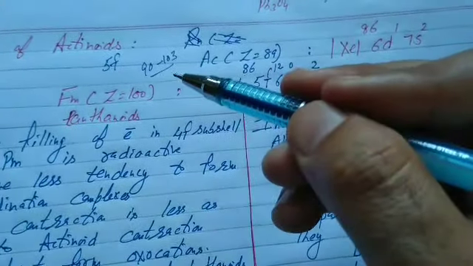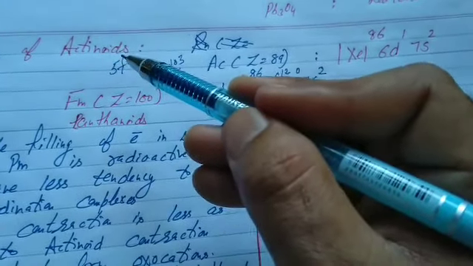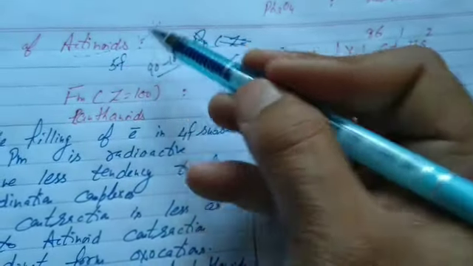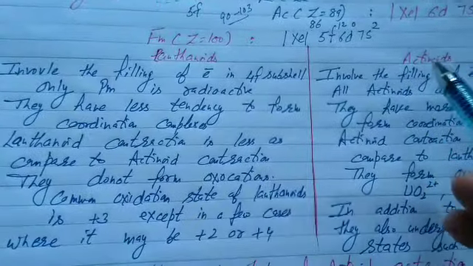In lanthanoids we study lanthanoid contraction. In actinoids we study actinoid contraction. Again the same: a slow, steady decrease in the size of actinoids with increase in their atomic number. Now the last one: distinguish between lanthanoids and actinoids.